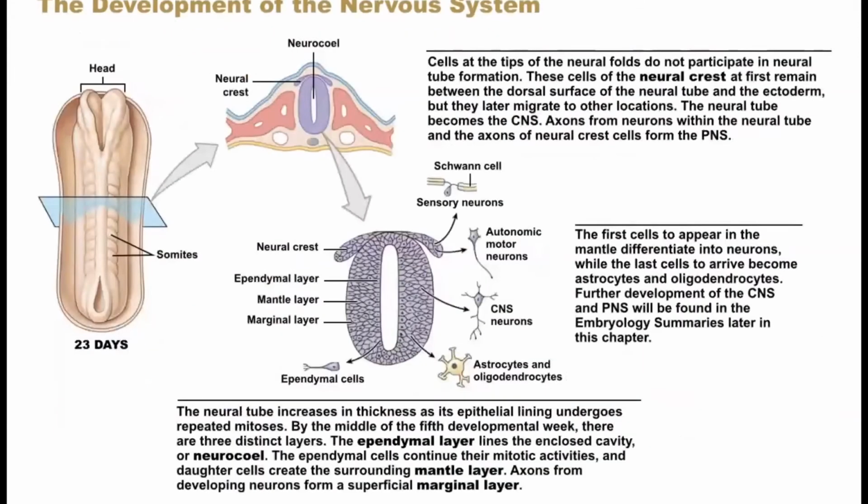You can see the neural cell inside of here. You can see how the ependymal cells line the layer here. And how is it going to form your central nervous system? When the neurons come out, that forms your peripheral nervous system. Remember, astrocytes and oligodendrocytes are supporting cells in the central nervous system to help maintain the neurons.